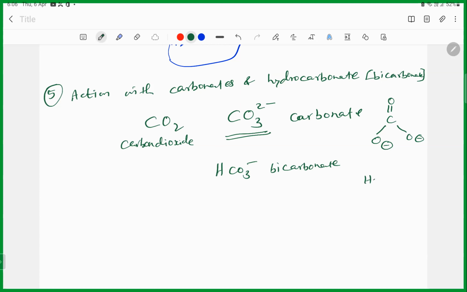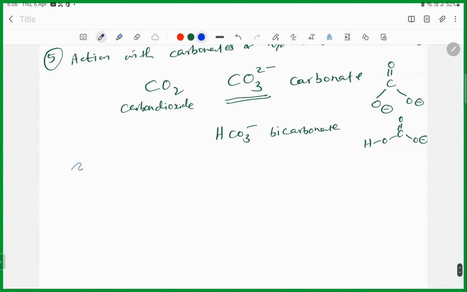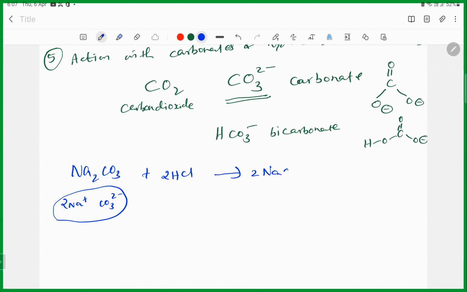So we will take both reactions. Carbonate, Na2CO3, what does it mean? 2Na plus and CO3 2 minus. It reacts with 2HCl, then gives 2NaCl plus water, then carbon dioxide gas. Water is liquid, and NaCl is aqueous.